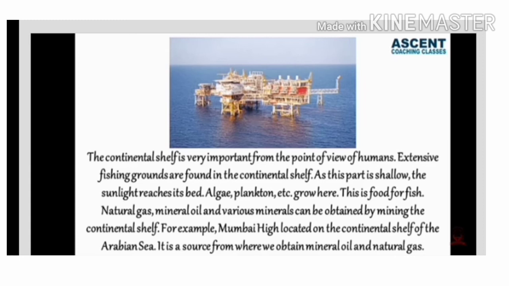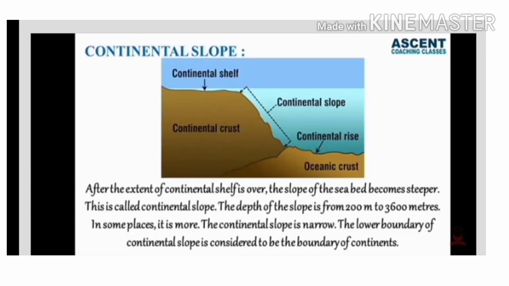Then next point, continental slope. After the extent of the continental shelf is over, the slope of the seabed becomes steeper. This is called a continental slope. The depth of the slope is 200 meters to 3600 meters. In some places it is more. The continental slope is narrow. The lower boundary of a continental slope is considered to be the boundary of continents.